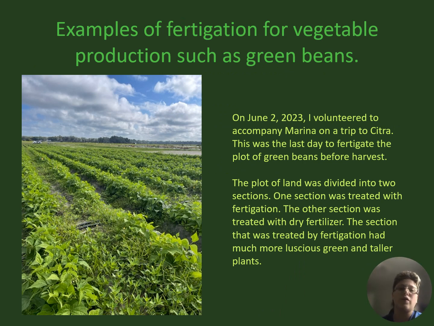Examples of fertigation for vegetable production such as green beans. On June 2nd, I volunteered to accompany Marina on a trip to Citra. This was the last day to fertigate the plot of green beans before harvest. The plot of land was divided into 2 sections. One section was treated with fertigation. The other section was treated with dry fertilizer. The section that was treated by fertigation was much more luscious green and had many more thriving plants.